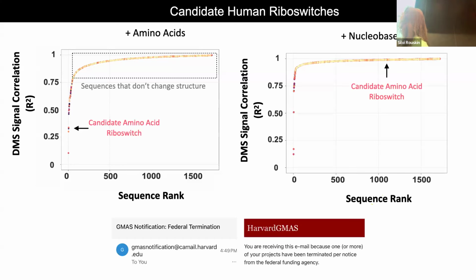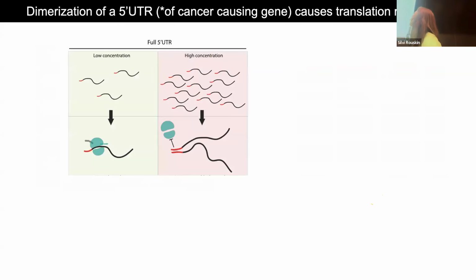And then what happened is, yay, all our friends got terminated. So at this point, we had to pause on the vast majority, except we follow up on one. And I wanted to tell you the story, not the end, the middle of the story, for one. The reason why we followed up is because it was a 5' UTR of a cancer-causing gene.